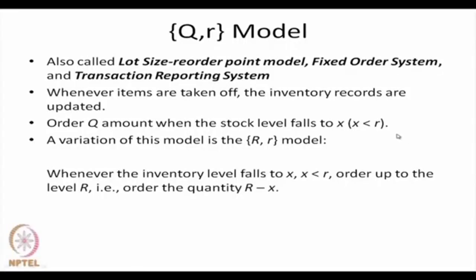So, friends, we have considered till now the case of independent demand. Now, we shall consider, even before that, let me introduce, we can find out Q, but how to actually operate the inventory? There are different models for that. The first model is called the transaction reporting system or the fixed order system, also known as the QR model. Q is the fixed amount of order or the lot size, reorder point, lot size Q.